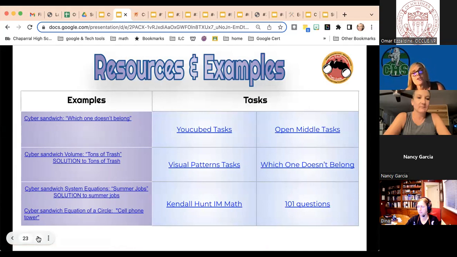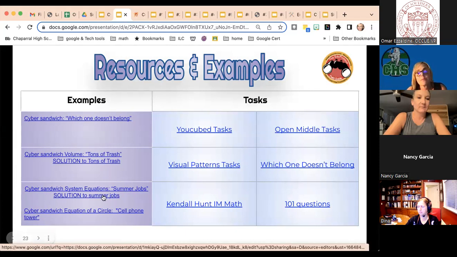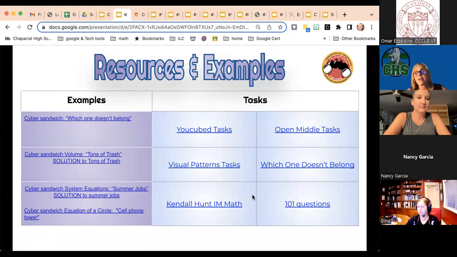And here are some other cyber sandwiches. Some of the ones I showed you: Tons of Trash, the 5th grade volume problem, this system of equations, summer jobs. And then I have one here about a cell phone tower from circles. I get a lot of my tasks, I either just make them up, or I get them from YouCubed. The Jo Boaler site has a lot of fabulous tasks that would work well with cyber sandwich.